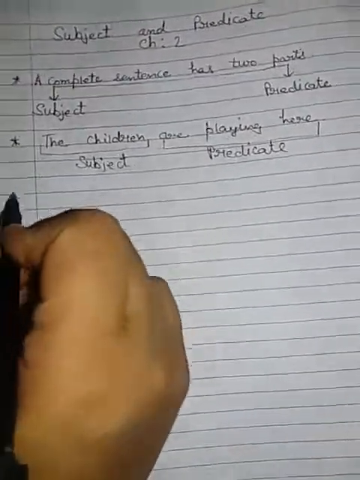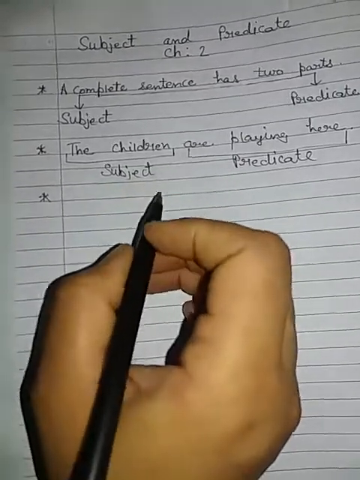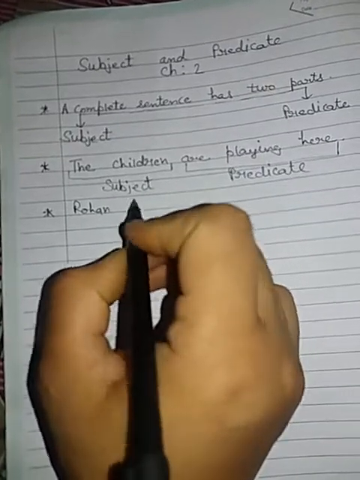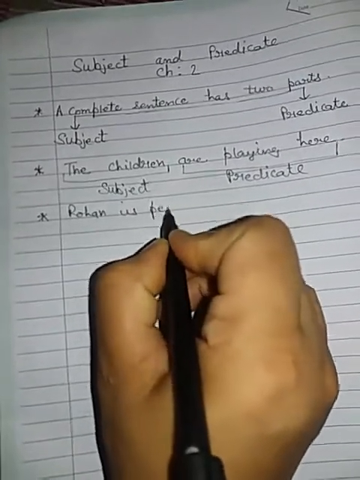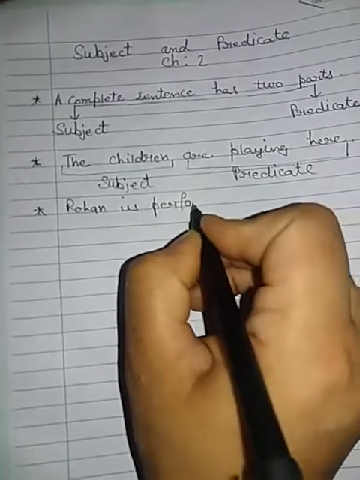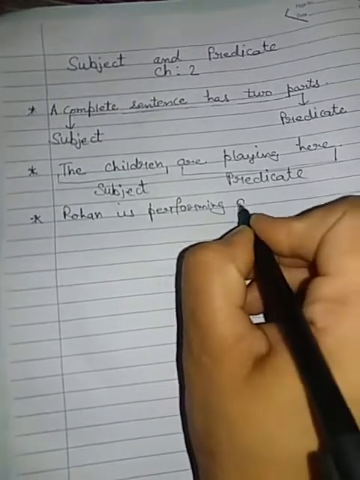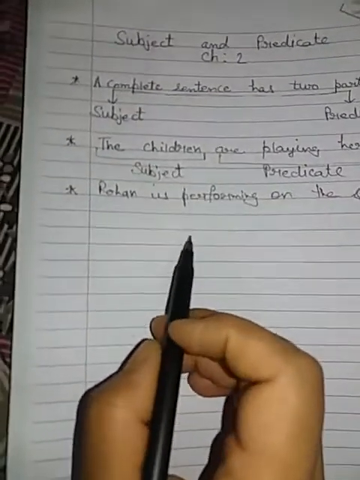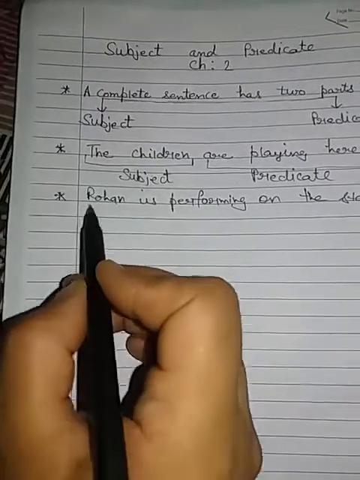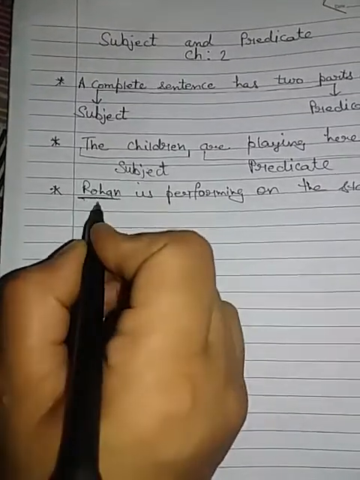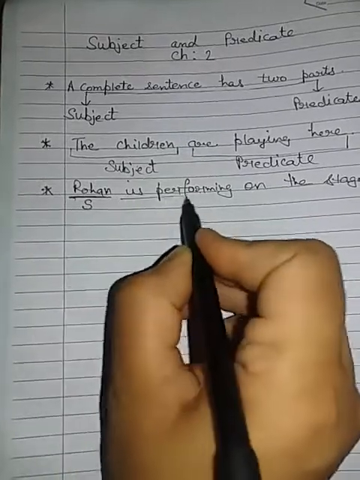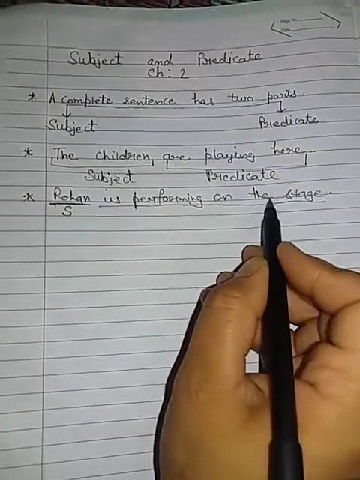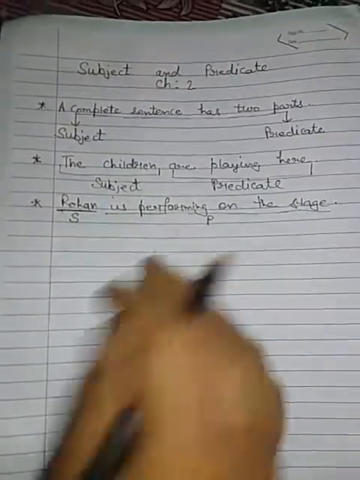I'll give you one more example of the subject and the predicate. Rohan is performing on the stage. So guess now, what is the subject here? First of all, किसके बारे में बात हो रही है? About a person, na? Rohan. So Rohan is the subject, and the rest of the part, what is being done by Rohan in this sentence, is performing on the stage. This is the predicate part.